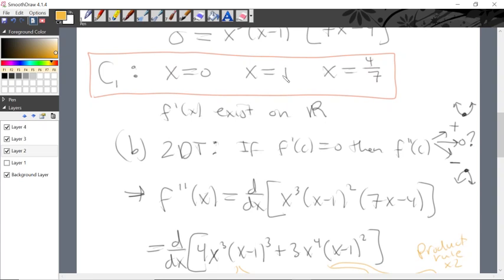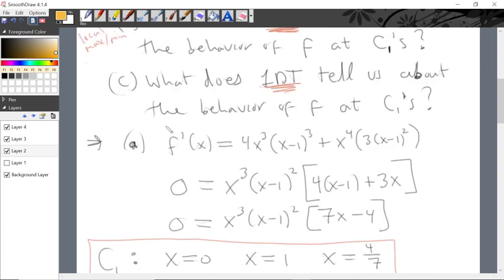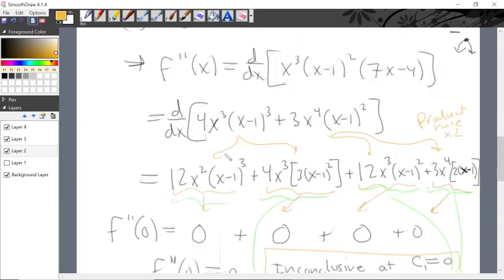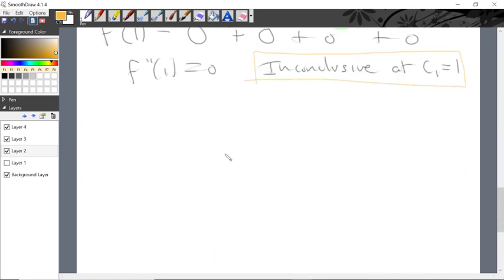All right, so these quantities tell us different pieces of information about the function analytically and geometrically, depending on whether we plug these values into f of x, into f prime of x, or into f double prime of x. Let's see what we can find out about f double prime of 4/7.